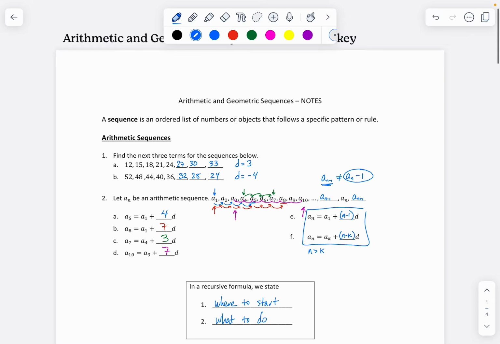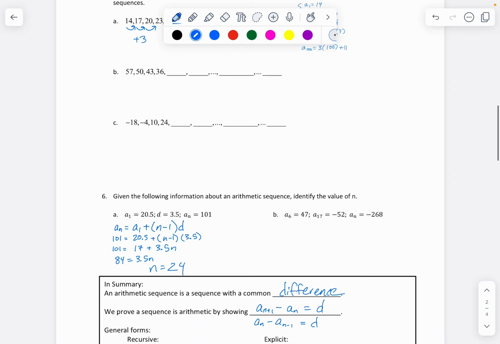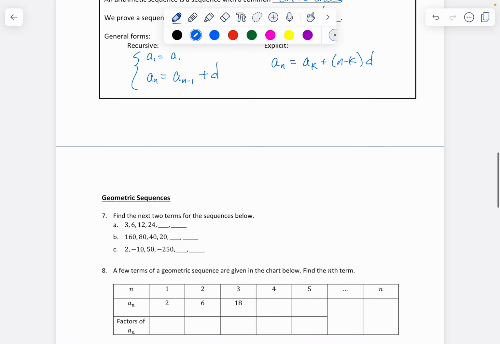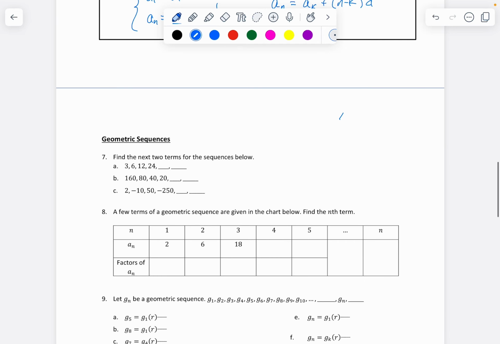So I did arithmetic sequences first, which have a common difference. And now I'm getting to geometric sequences. I like to put my name on my work.